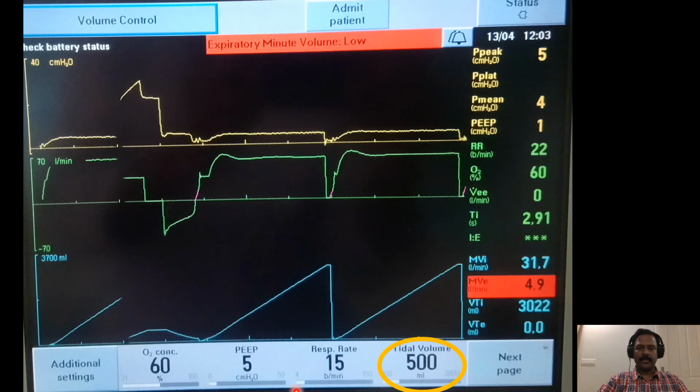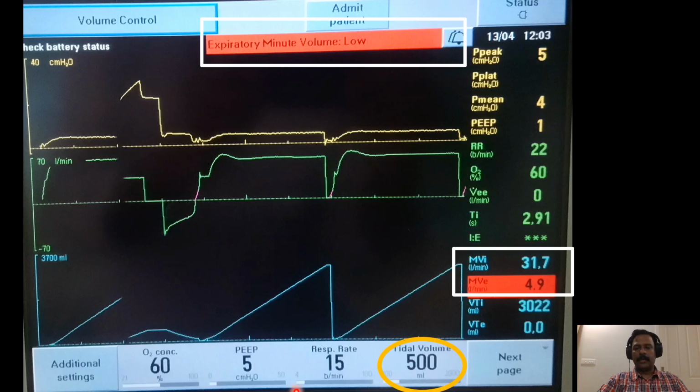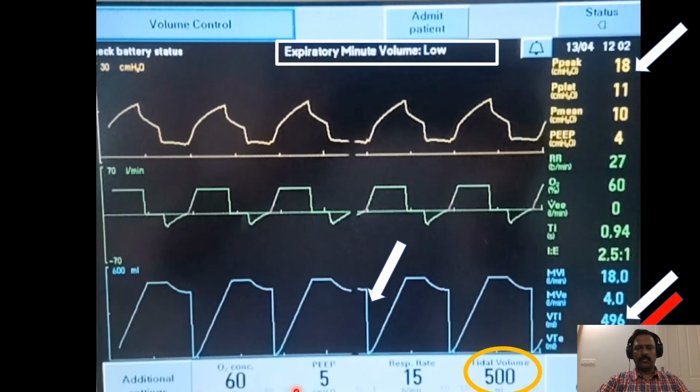This is another scenario where we can see that tidal volume is around 500, that's what we set, but the expiratory minute volume alarm is on, and you can see that your minute ventilation as well as VTI is very high and VTE is very low, almost zero. This is basically a case of disconnection. So I will show the video to you once again.